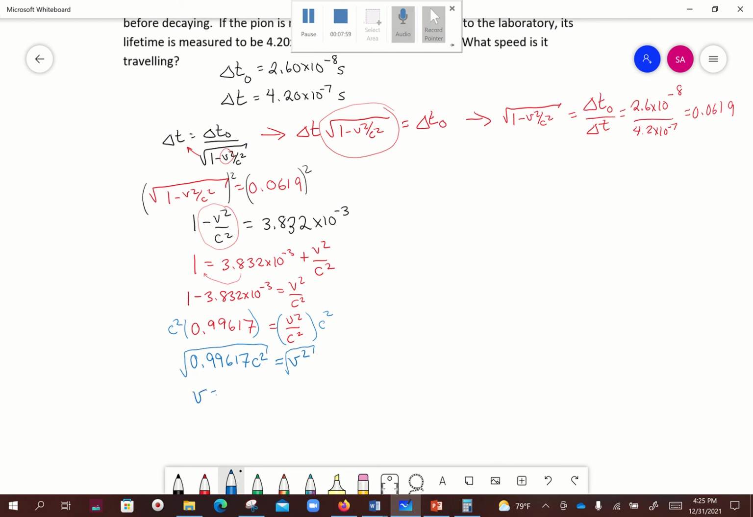So I get v is equal to the square root of 0.99617 times the square root of c squared, which is just c. So v is equal to 0.998 times c. So it's a lot of algebra, but if you follow it through step by step, you shouldn't have any problem.